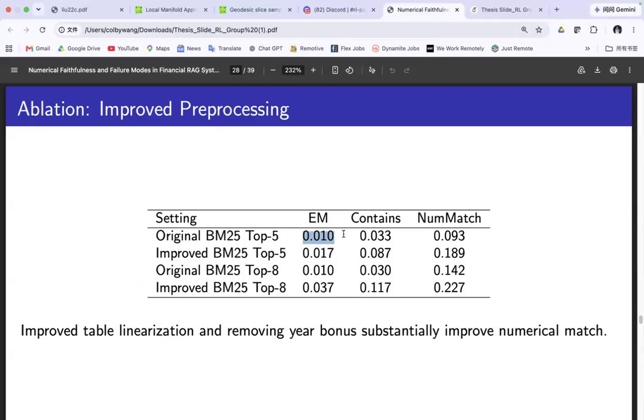Here we are not trying to evaluate which component contributes the error. We are just trying to evaluate different metrics. But in general, yes, a better retrieval method will produce a higher score for EM and also contains and also non-match. But this is not the focus of the thesis. Any other questions?